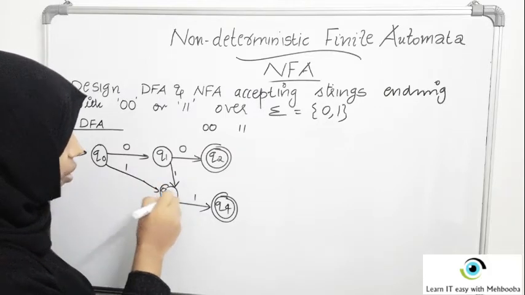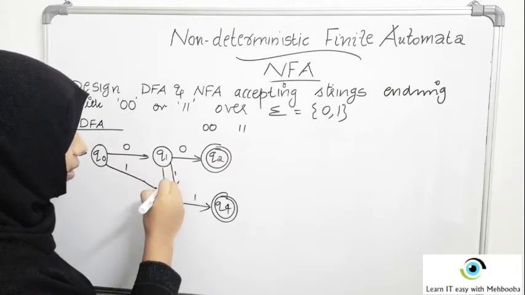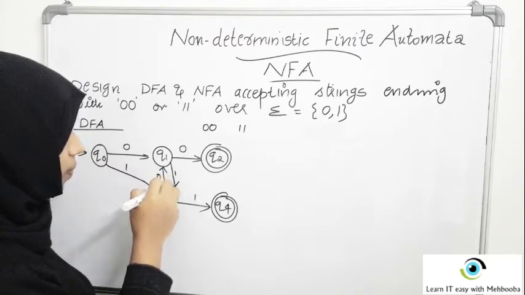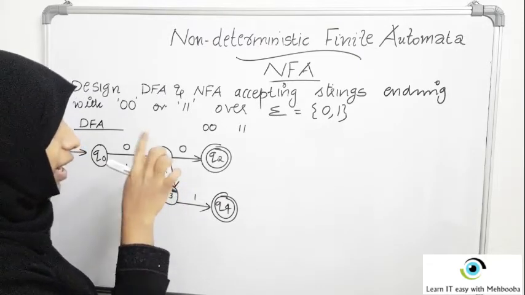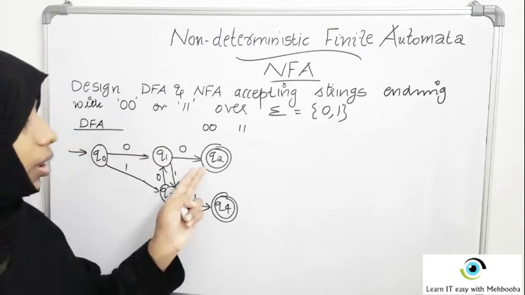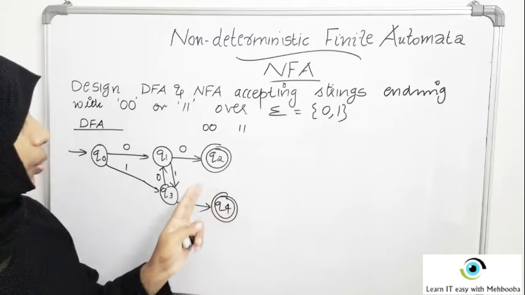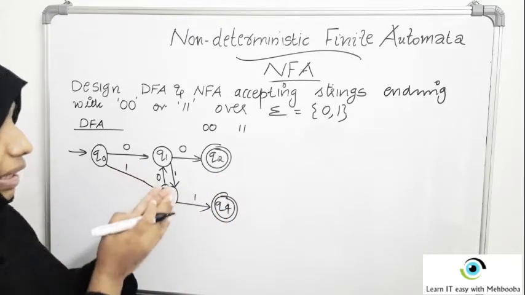What if 0 comes at Q3? The same state, same situation. If 0 comes, come to Q1, wait for one more 0, so that you can end with Q2. See, the beginning doesn't matter.